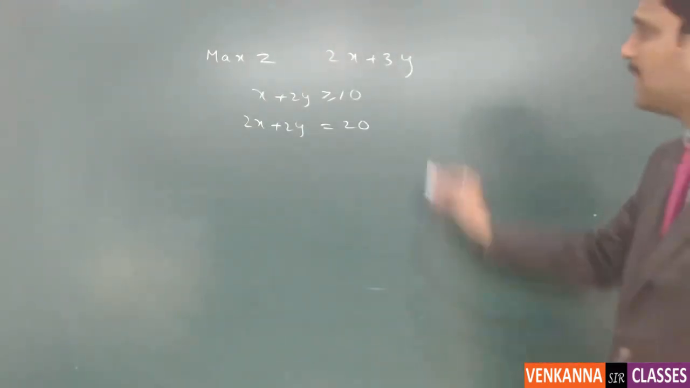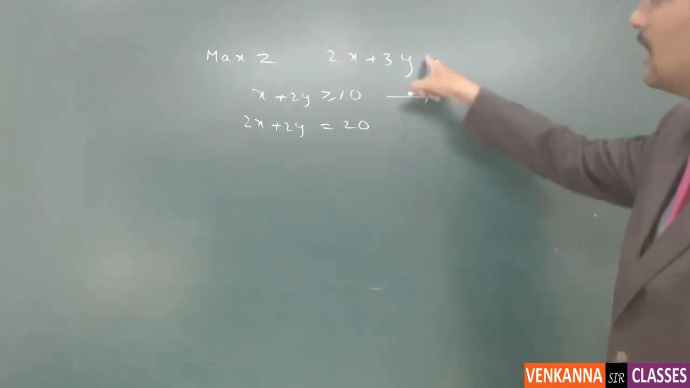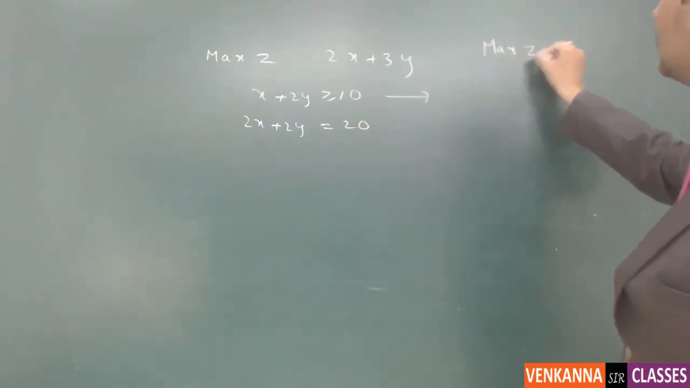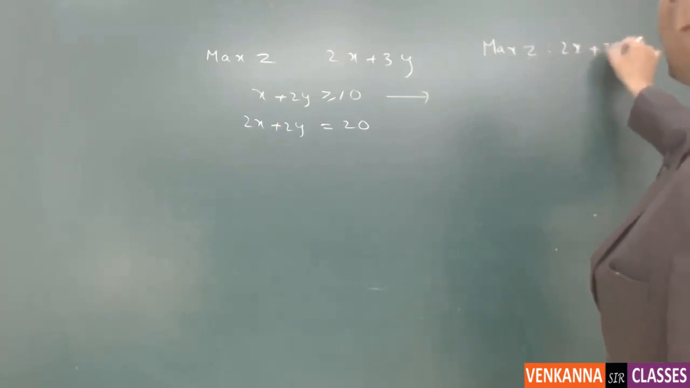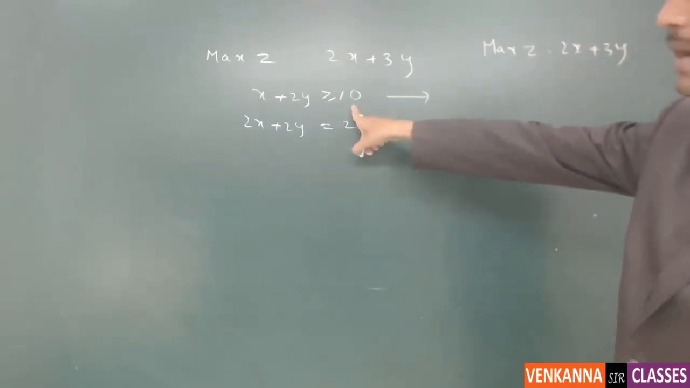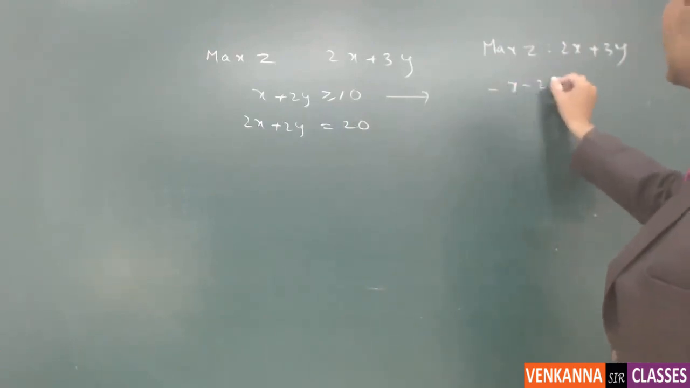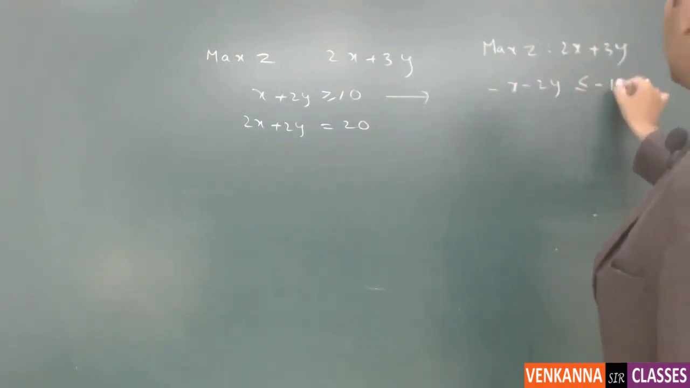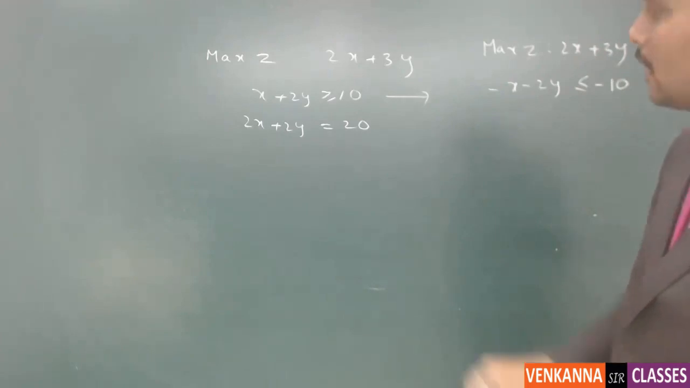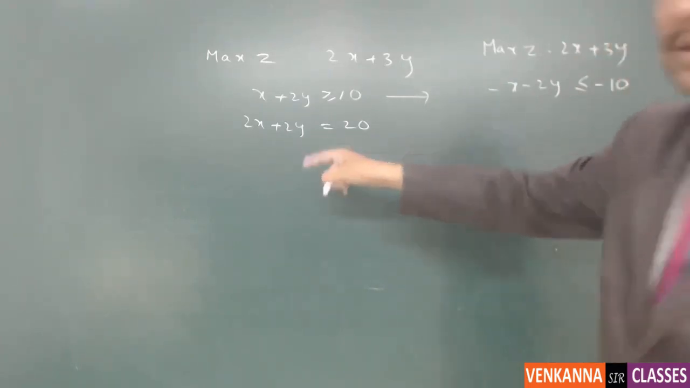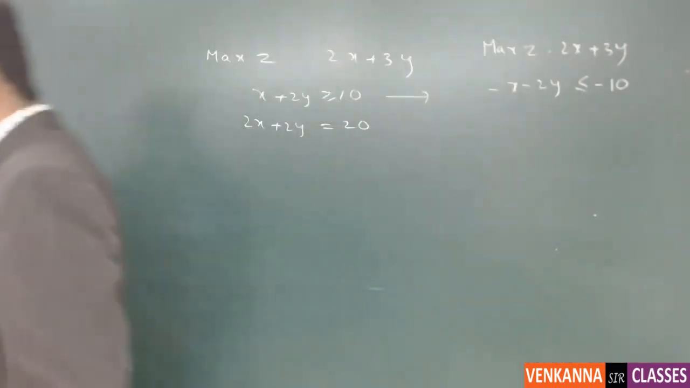Now here what happens? The maximization function will be as it is, maximum z equals 2x plus 3y. This one, by multiplying with -1, I am going to write as minus x minus 2y is less than or equal to -10. Now how to deal with this equality? There is no less than or greater than presented here. How to do that?